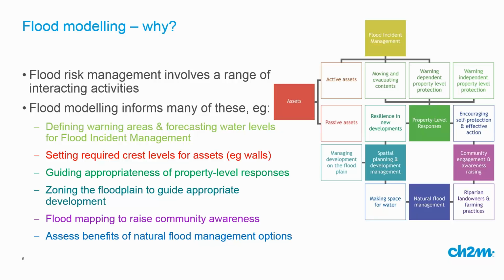Then within spatial planning, we can zone the floodplain to try to make it easy for people to understand where different types of developments are most appropriate. With community awareness raising, community engagement, flood mapping is a great way of getting across some of the different likelihood zones within a floodplain. Am I likely to flood at this particular location, to help answer that sort of question? And then finally, within natural flood management, it can be used to help assess some of the benefits of some types of natural flood management activities.